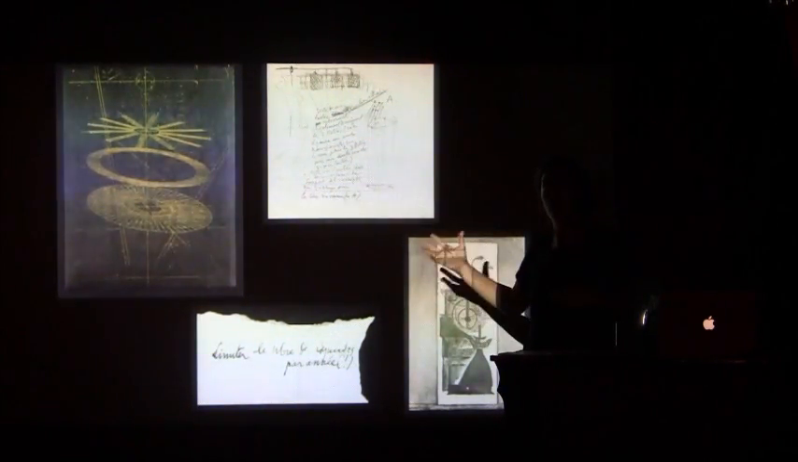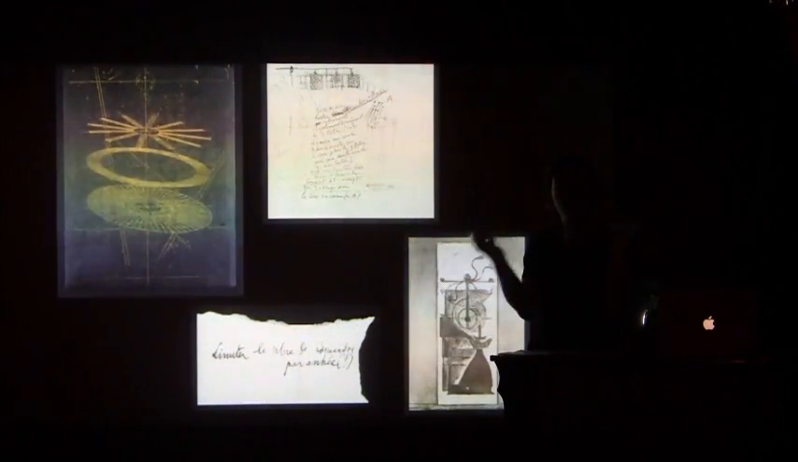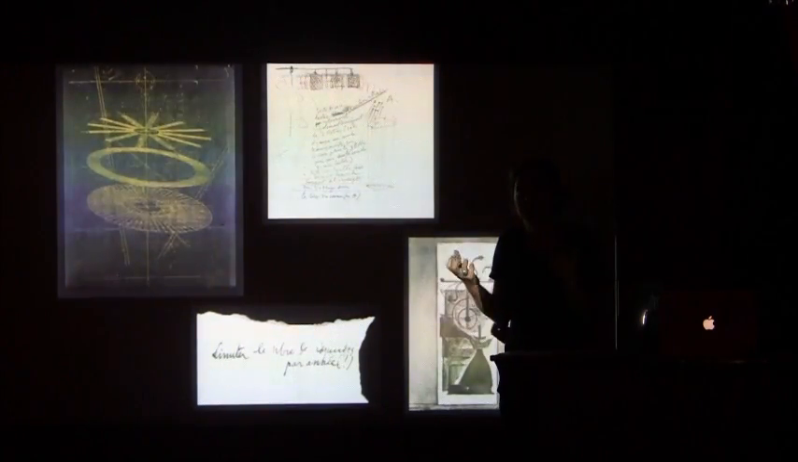So Duchamp, at one point just after he was making paintings, starts to kind of explode the art object. Where's the art object here?